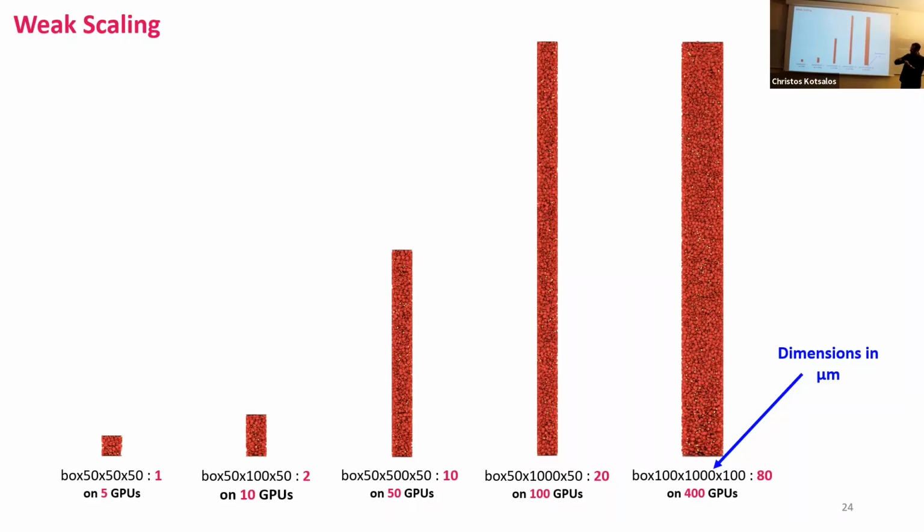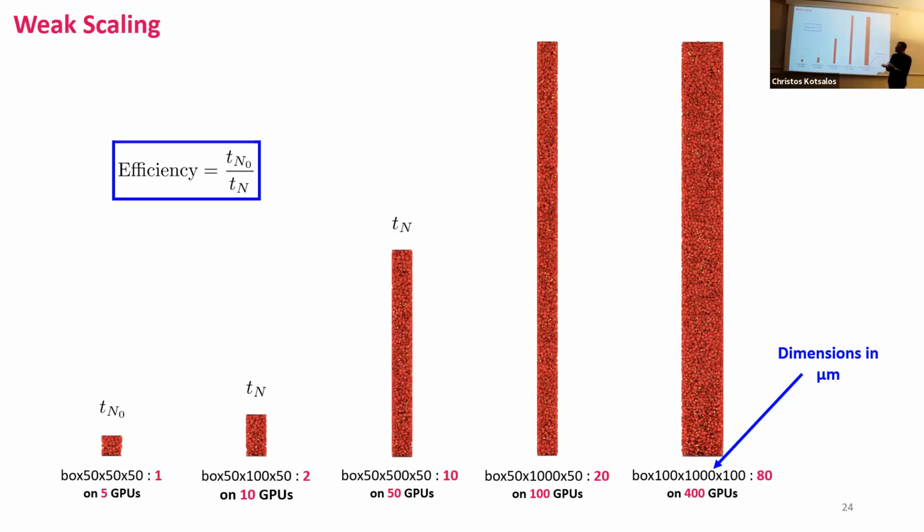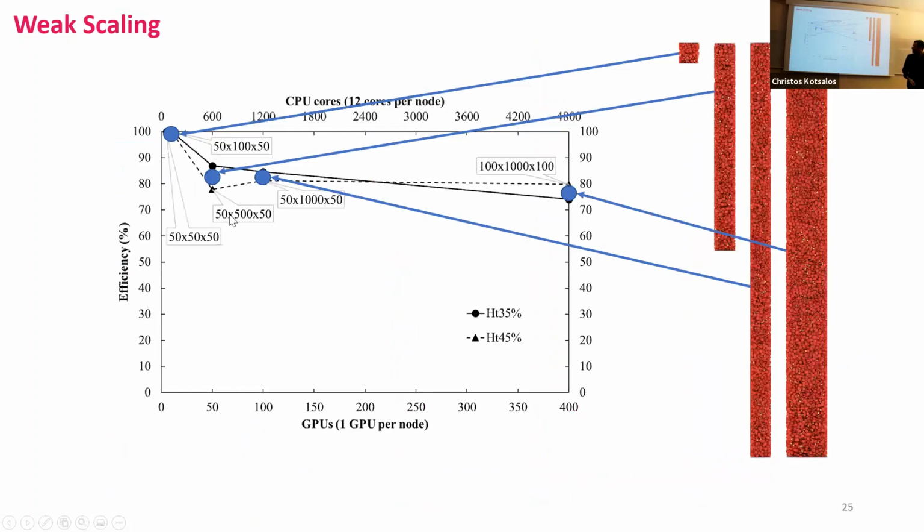So now, since we are proportionally increasing the amount of hardware that we are using, if I measure the time to solve the small problem and the subsequent times to solve the bigger problems, essentially these times should be the same. And this is how we quantify the efficiency of our framework. So the efficiency is T_N0 over T_N. And this is actually what I'm going to present you here.